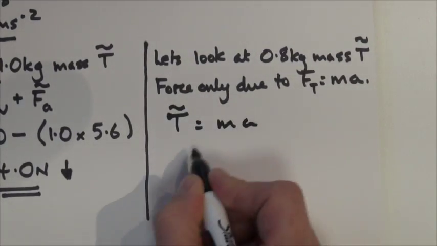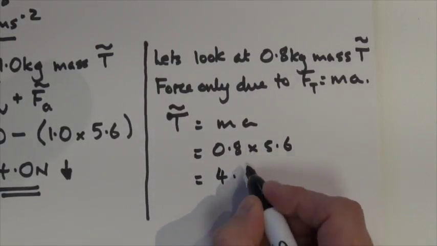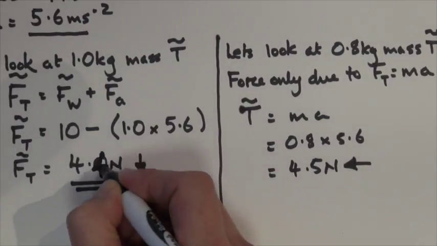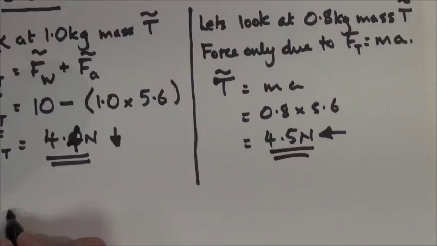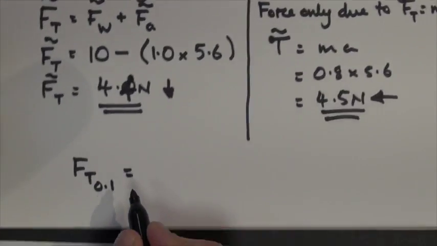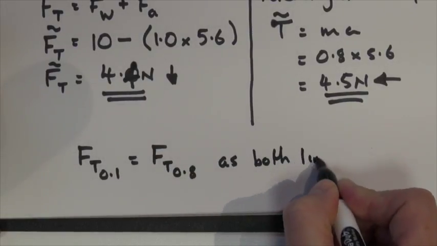So the tension in the string will be equal to ma, which is 0.8 times 5.6, which again equals 4.5 newtons, and that's going to the left hand side. Actually it's 4.4 acting downwards. So what we find is that the two tensions, the tension acting downwards of the 1 kilogram mass and the tension in the 0.8 kilogram mass, are going to be the same.